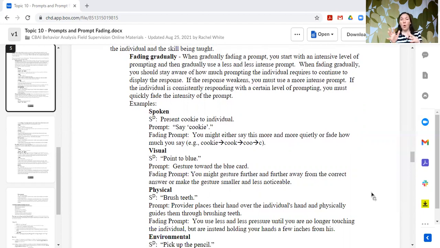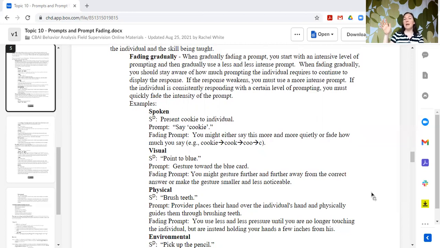And you might have to go a little bit more intense, a little bit less intense, back and forth a little bit to get the consistency and help that learner to be able to then perform the skill independently. Now, one thing with fading gradually is that it's going to look different depending upon the type of prompt that you used. Sometimes we get the impression that we should be jumping to different types of prompts.